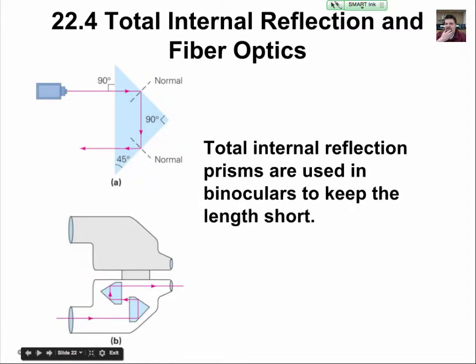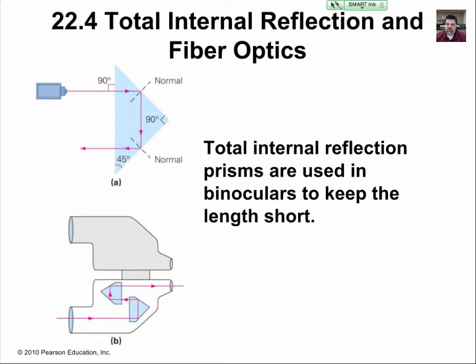So then total internal reflection is how fiber optics works. You can transmit a signal of light and keep it bound inside a fiber optic cable. They're manipulating the indices and angles in such a way that the light just reflects and reflects and reflects through the fiber optic cable forever.